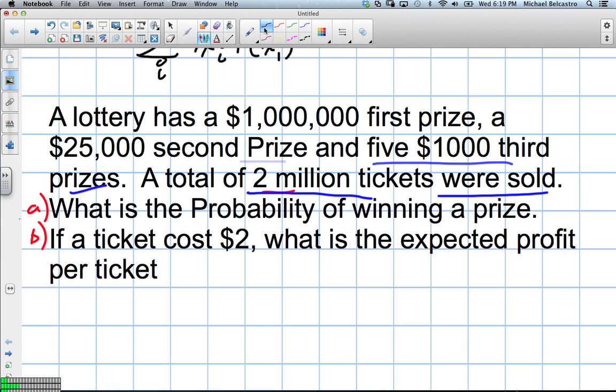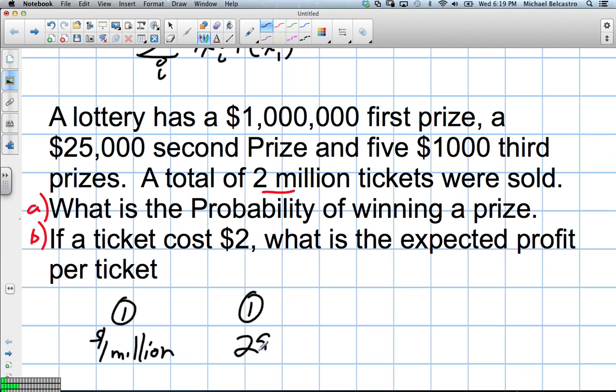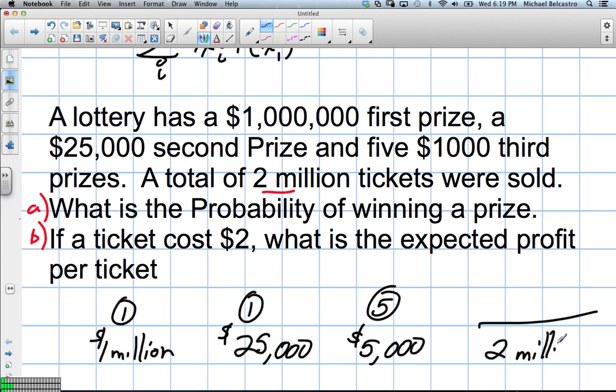We know that we have $1 million as our first prize, one chance at $25,000, and then 5 chances at $1,000, which means we have a total of how many chances? 7. How many tickets were sold? 2 million. So the number of outcomes would be 2 million, right? Assuming this is a fair lottery, we have 7 total chances. You have a 7 in 2 million chance of winning a prize in this lottery.